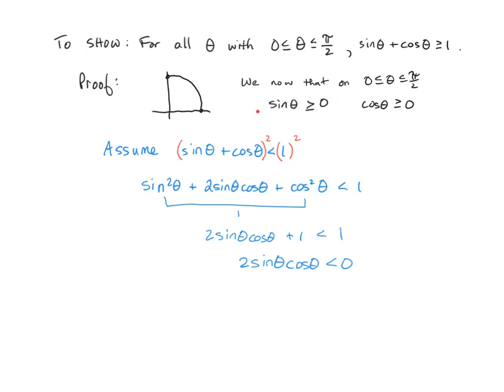But remember what we said, we're looking at the first quadrant, so sine theta has to be greater than or equal to 0. Cosine theta has to be greater than or equal to 0. We know that they both can't be 0 at the same time, and that doesn't even matter because the only way 2 sine theta cosine theta could be less than 0 is if one of them was negative and one of them was positive. And that's not the case in the first quadrant. So this is our contradiction. So therefore, sine theta plus cosine theta has to be greater than or equal to 1.